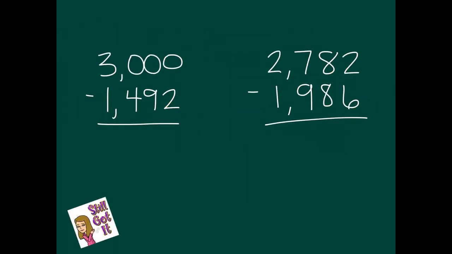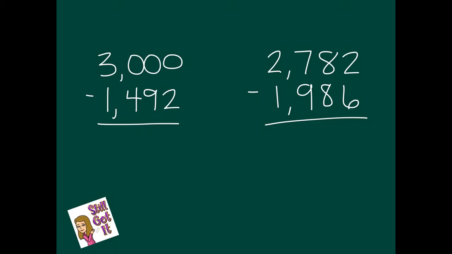On this slide, I have some more examples that I want to show you before I let you try it on your own. So this example says 3,000 minus 1,492. Right away, I see that I'm going to need to borrow. As you can see here, I don't have enough ones to subtract 0 minus 2. I also don't have any tens, and I don't have any hundreds to borrow from. So right away, I know I'm going to have to go into the thousands place.